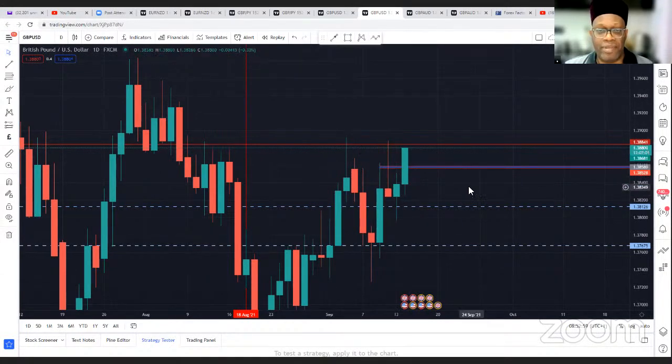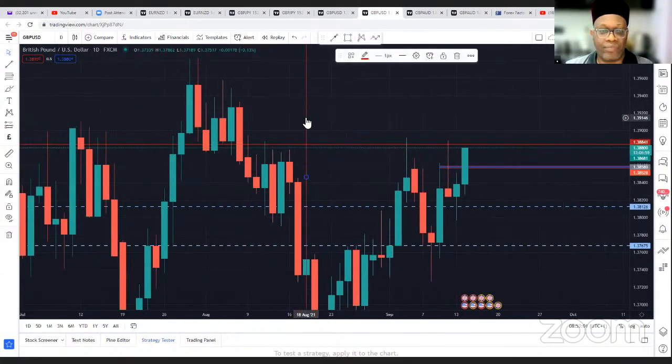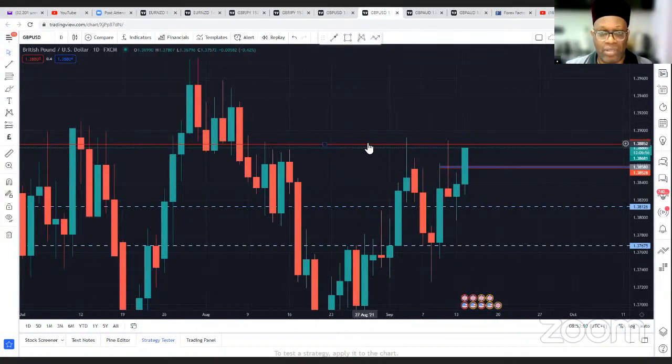If you check what's going on here now, you see there are a couple of weeks to the left. The price might respect this week, but we'll see what happens.